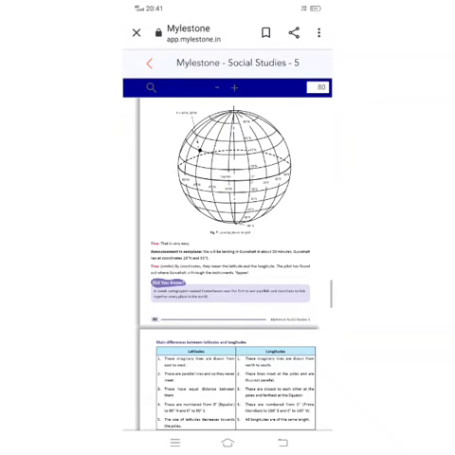And longitudes, these imaginary lines are drawn from north to south. These lines meet at the poles and are thus not parallel. These are closest to each other at the poles and farthest at the equator. These are numbered from 0 degree to 180 degree east and 0 degree to 180 degree west. All longitudes are of the same length.